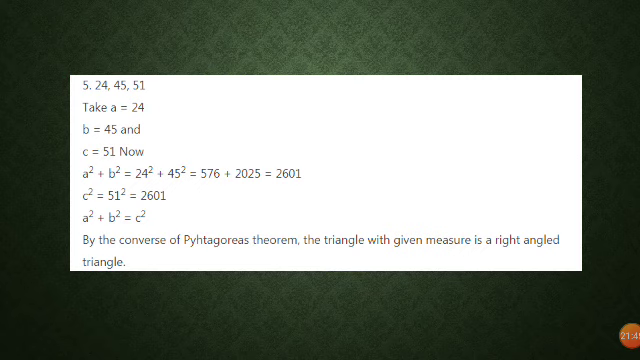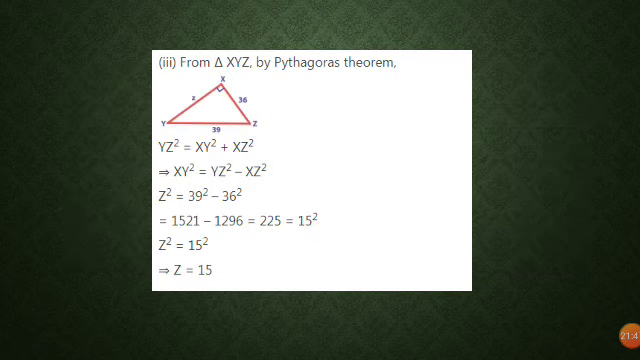It is called the Pythagorean theorem. In triangle XYZ, by the Pythagoras theorem, first take YZ square, the hypotenuse, which is equal to XY square plus XZ square.